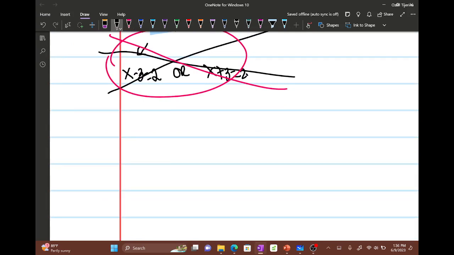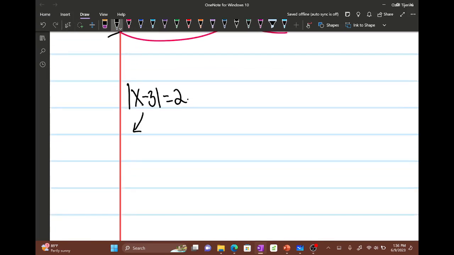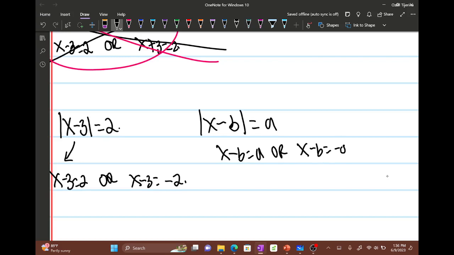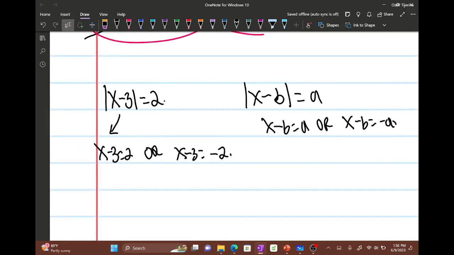The correct method would be the absolute value of x minus 3 is equal to 2. And so I would then say x minus 3 equals 2, or x minus 3 equals negative 2. We have to remember, guys, that if I have the absolute value of x minus b is equal to a, then x minus b equals a, or x minus b equals negative a. So we have to understand, guys, and this is a mistake that students make all the time.